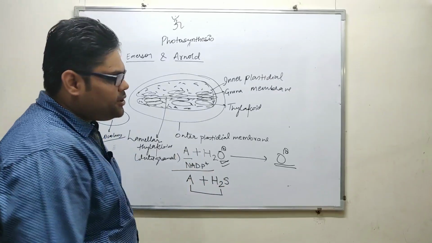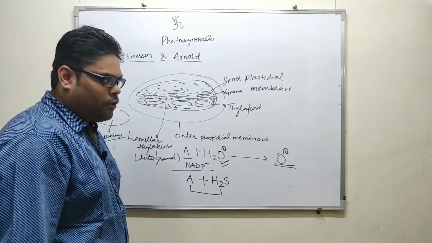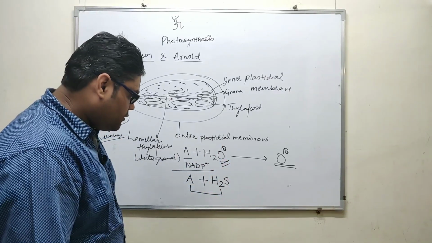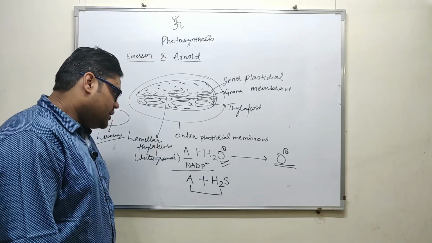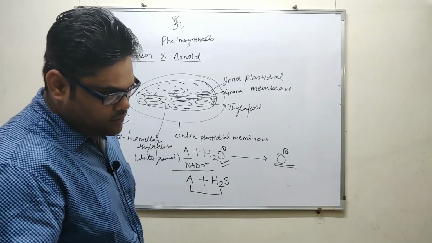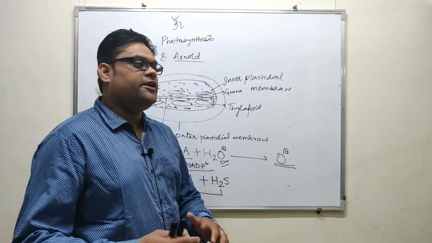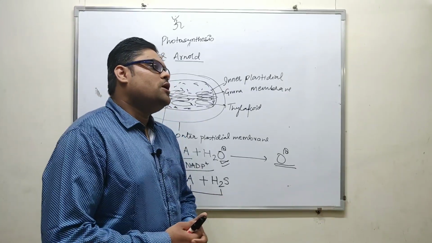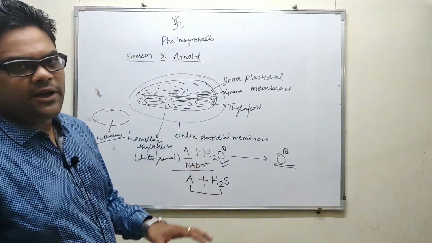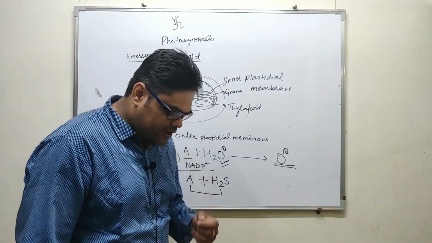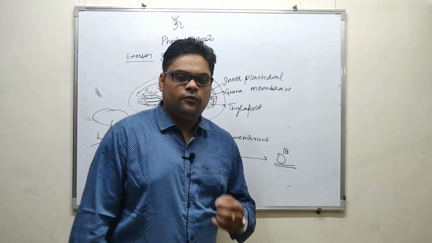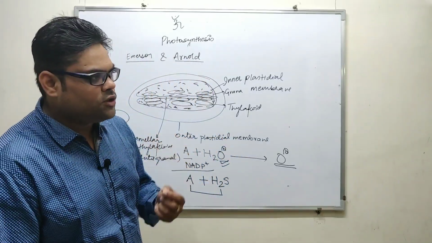Now coming to the second point that we have to discuss, the different types of photosystems or pigment systems. The reaction is divided into the light dependent phase and the light independent phase. The very first step in the light dependent phase is photolysis of water. What exactly does photolysis of water mean?